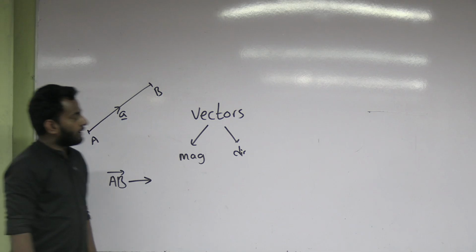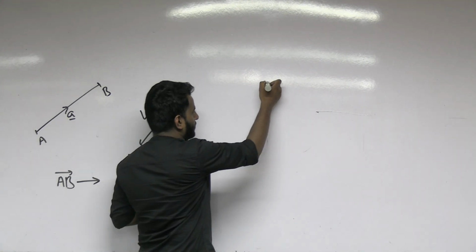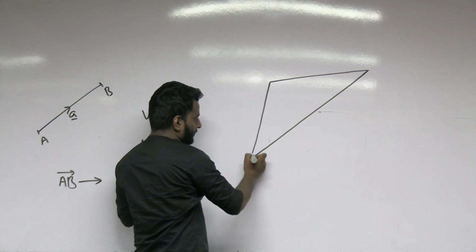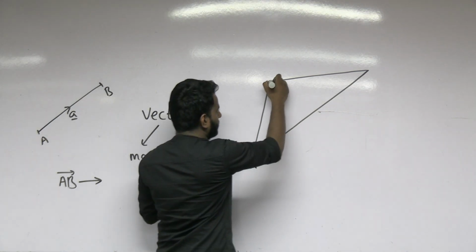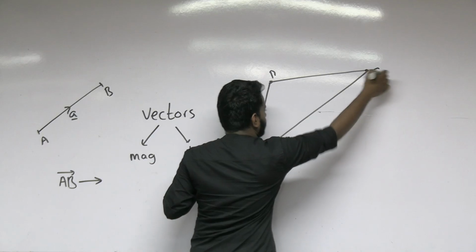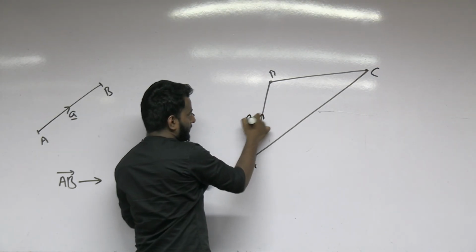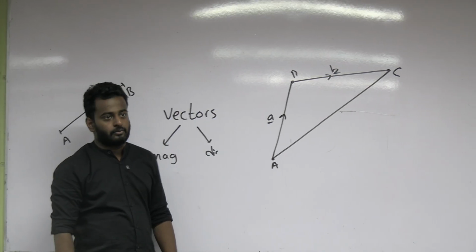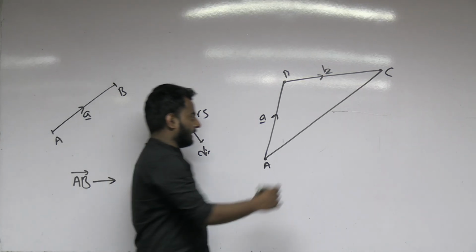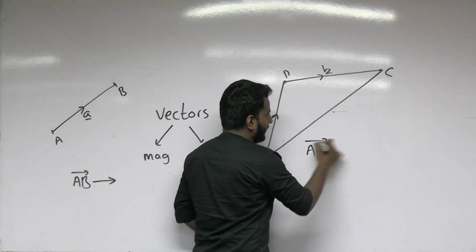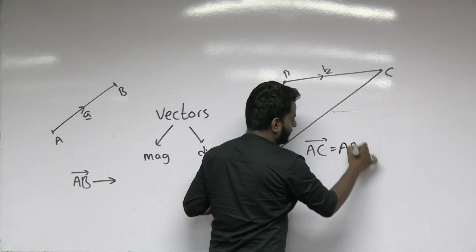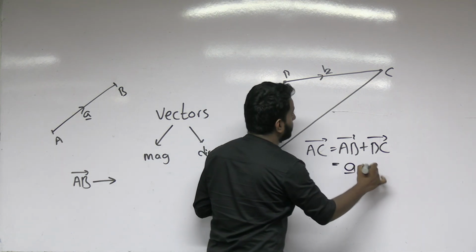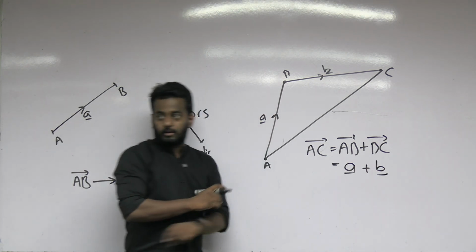Apart from that, we discussed the addition of vectors. If we have 3 points A, B and C, and it was given that the vector AB is simple A, the vector BC is simple B, and we are supposed to find the vector AC. How do we do that? We write AC equals AB plus BC. So the vector AB is simple A and the vector BC is simple B. We are good with this, right?